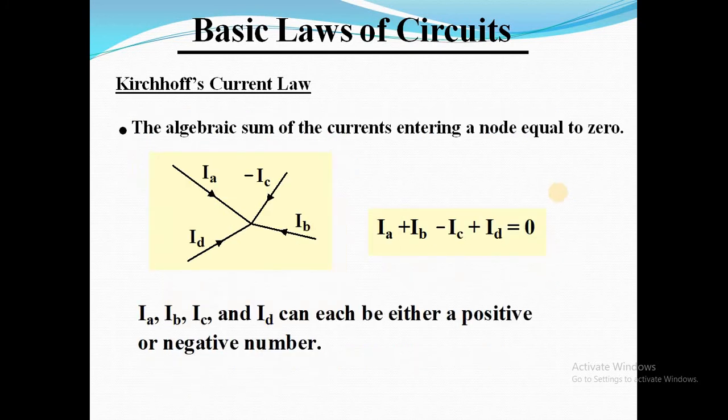How many incoming currents are here? This is a different example. IA plus IB. Now this is also an incoming current, but its sign is minus. So we have to take minus IC plus ID is equal to 0. This minus IC means it is an outgoing current, but the direction is opposite. That's why we have put this minus.